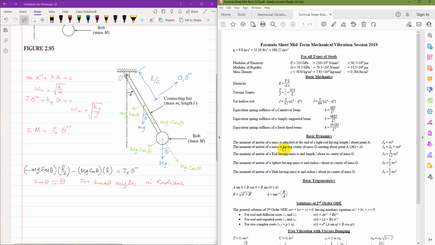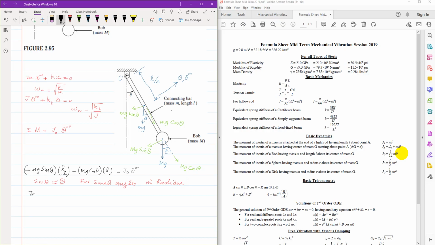And then the moment of inertia of mass m having center of mass G rotating about point A, and the distance between A and G is d. So here we will have Jg plus m d squared. So now for the rod, J equivalent for the rod will be Jg, which is 1 over 12, mass of the rod is m, and then the total length of the rod is, in this case, L squared, plus m d squared.